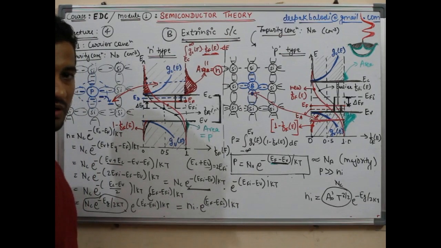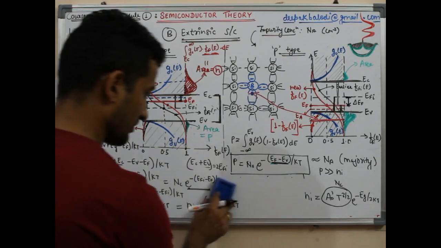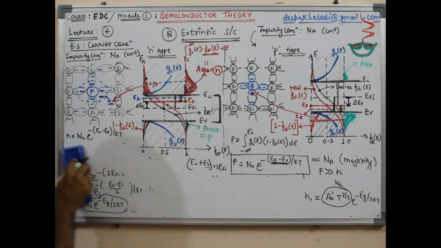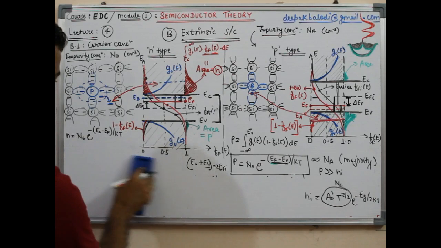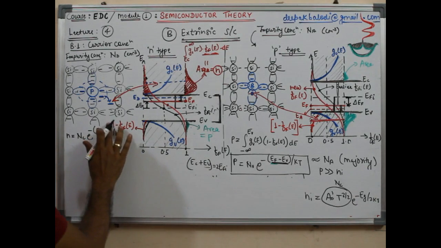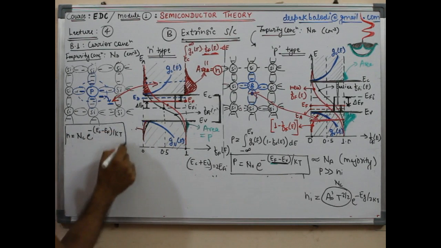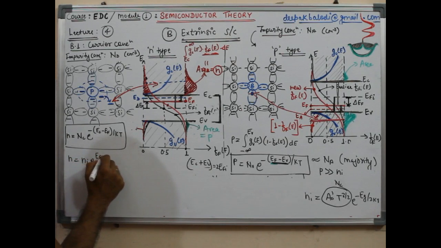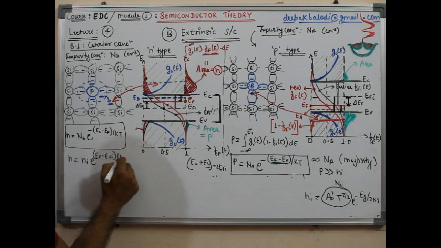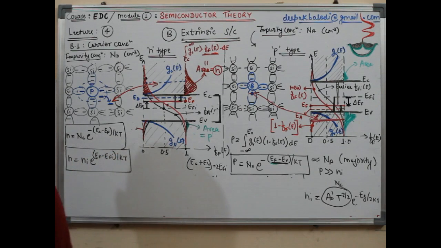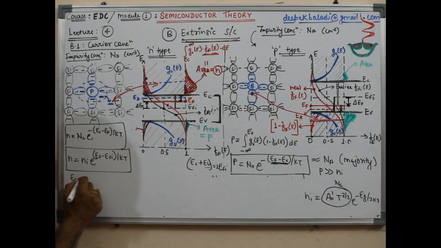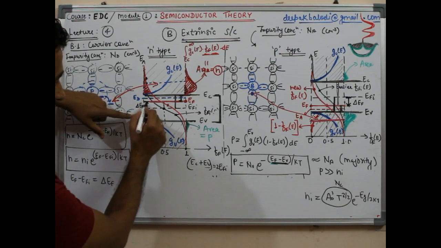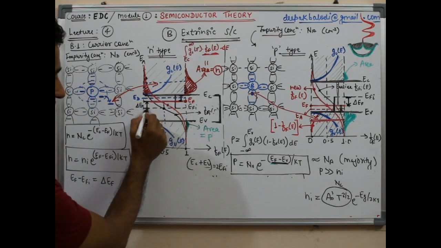So this is the final form. This is a much more relevant, much more useful form. So let me write it finally. I remember this, you better note it down. So this is one form we have already seen, and the other form is also Ni into e to the power EF minus EFi by kT, where EF minus EFi we can also write as delta EF.